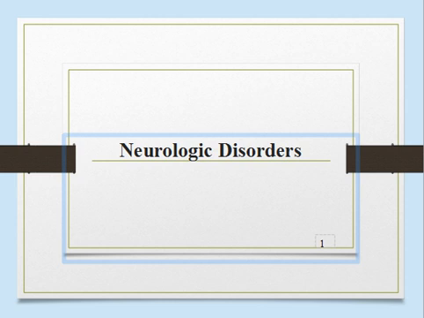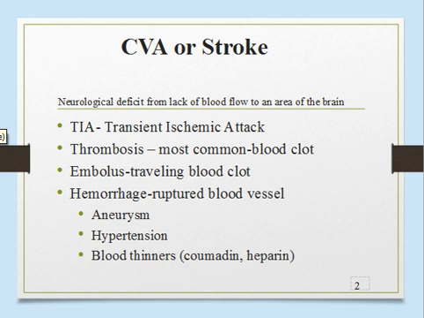Neurologic disorders. We'll start out with CVA or stroke, a neurologic deficit from lack of blood flow to an area of the brain. There's also TIA, which is transient ischemic attack, which is a lack of blood flow for a specific period of time that goes away, often a precursor to having a stroke.